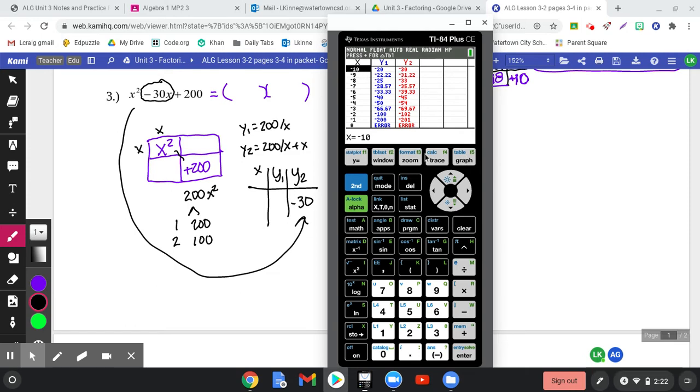Oh, look what just happens to be up there. If you were down here, you'd see positive numbers, right? 201. 1 times 200 would add up to 201. But since I'm looking for a negative, it's probably going to be in the negative numbers. Negative 10 times negative 20 gives you 200, and they also add up to negative 30. There's our two values we need to put in there.